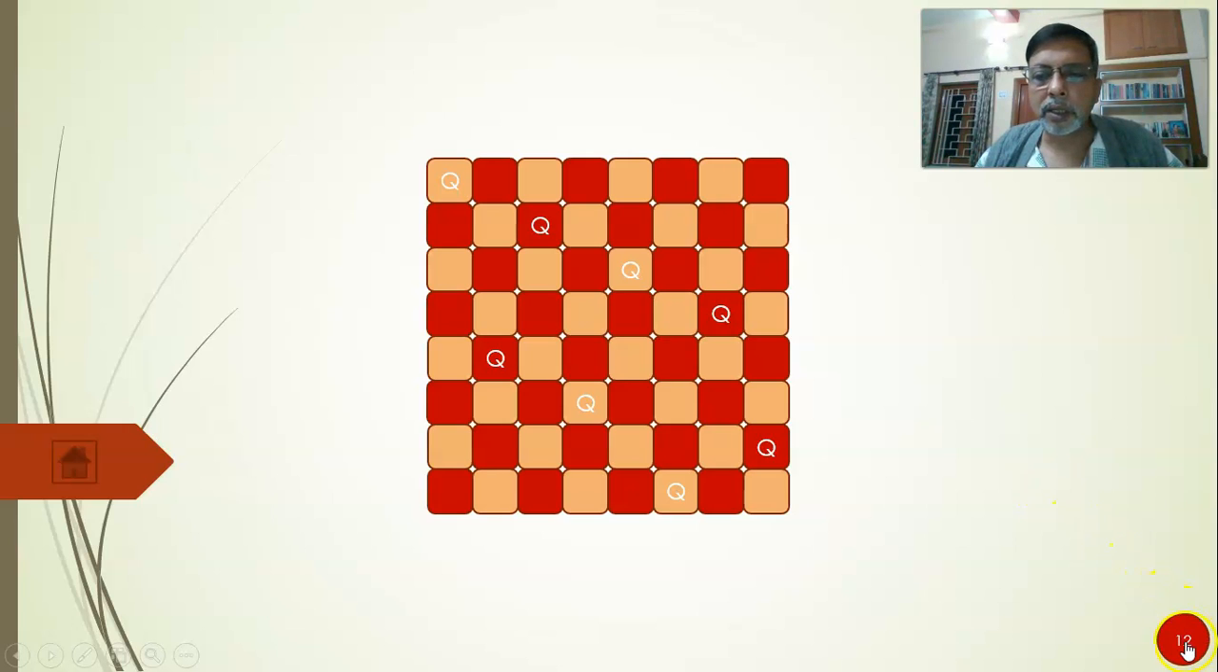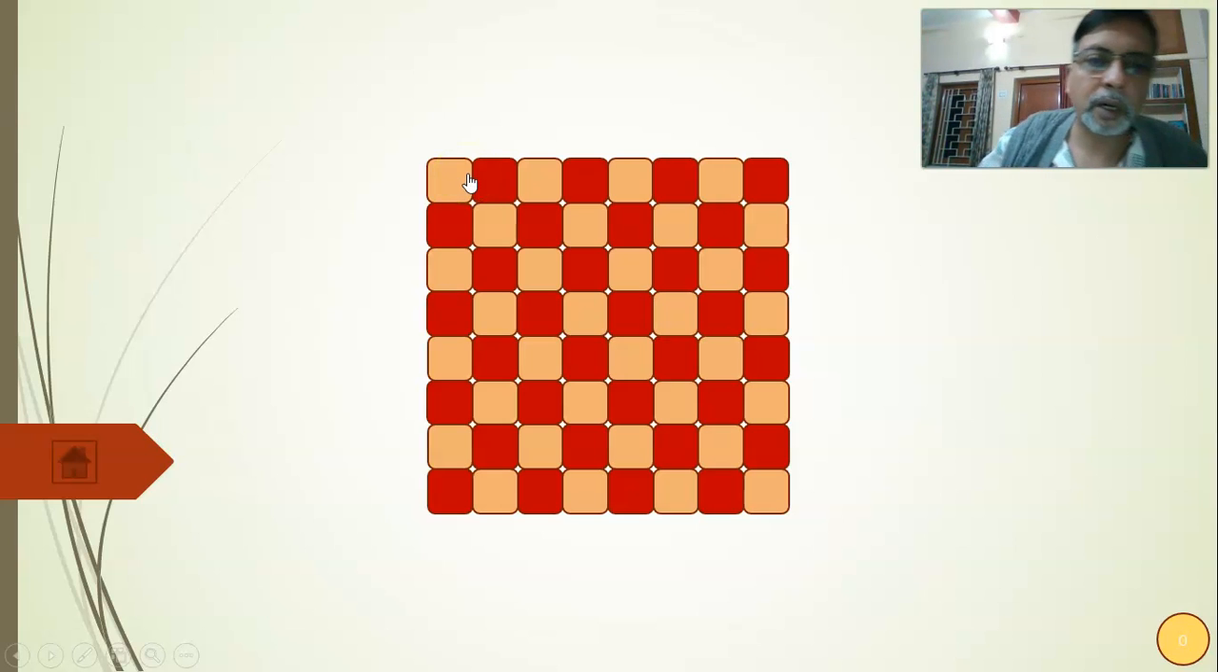Eight queens is a well-known puzzle. This is an 8 by 8 chess board. You have to place 8 queens in the squares so that none attacks another. So let me start here. The next queen I can place here. The next queen I can place here. The queen in the 5th row can be placed here.